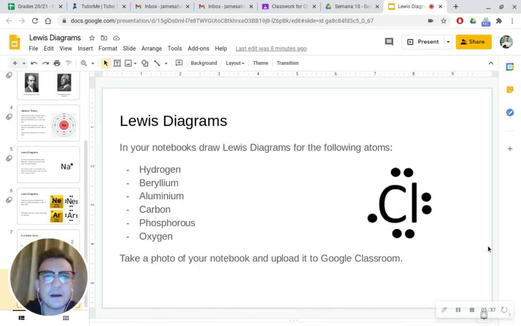So that ends our introduction to Lewis diagrams and valence electrons. We are going to come back to these diagrams in the future, but the Lewis diagrams are really important to help us understand what ions are, which we'll see next week.